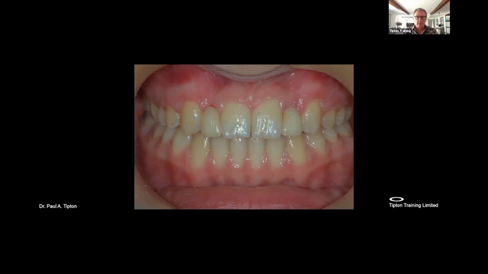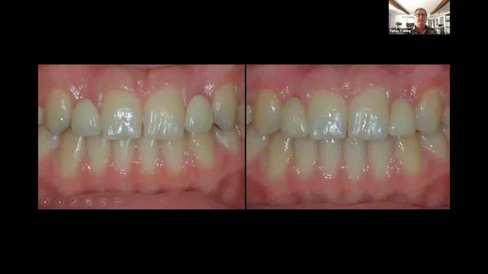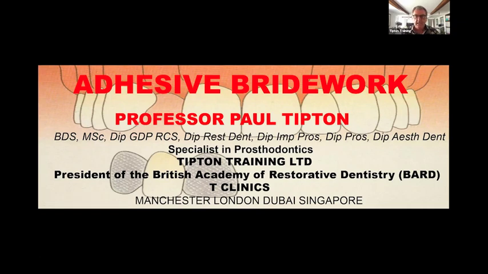So I'm hoping that you've enjoyed the presentation. This is our final slide of our patient before and after. And you can see the metal show through, the non-metal show through, metal show through, non-metal show through, pontics sitting on the ridge, and pontics hopefully coming out of the soft tissue. Hope you've enjoyed it. I hope this has given you some thought.